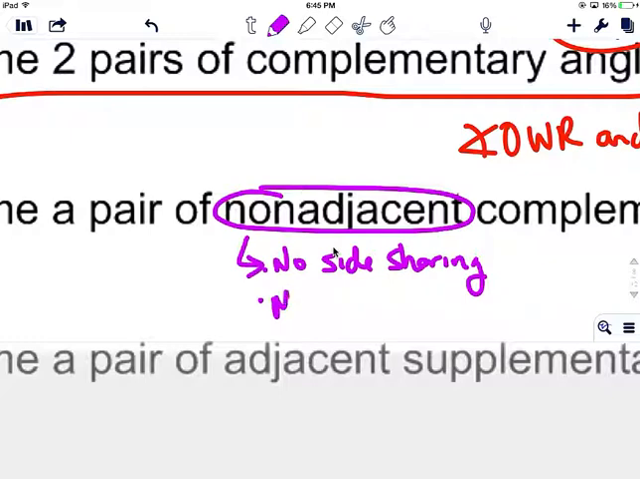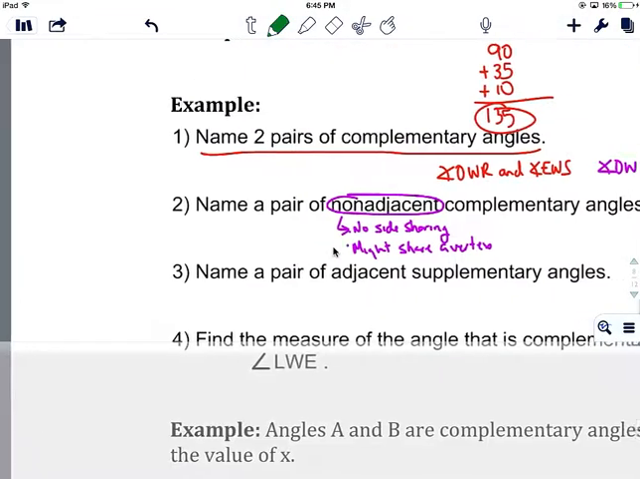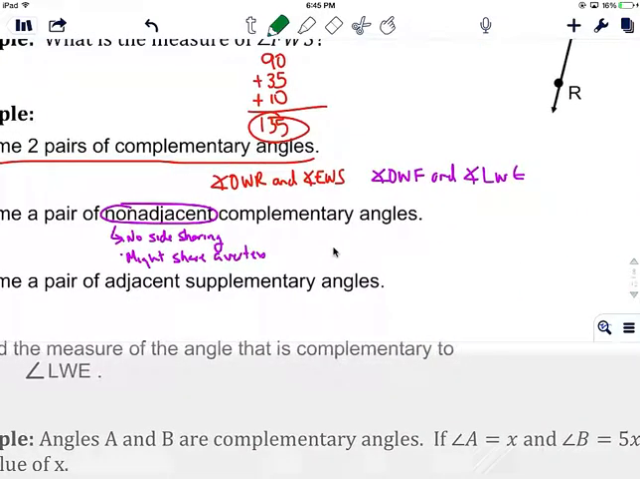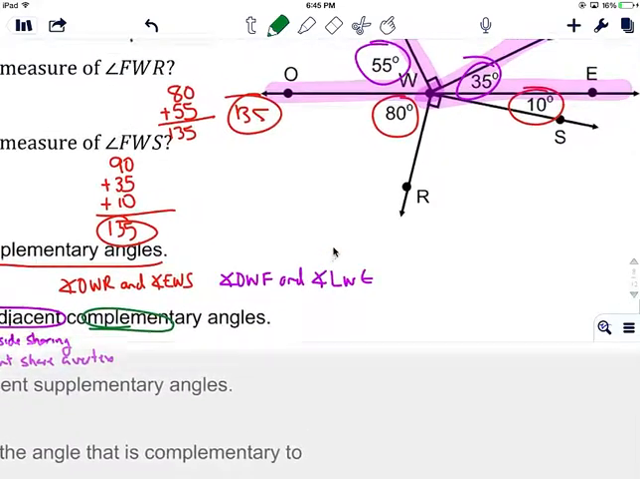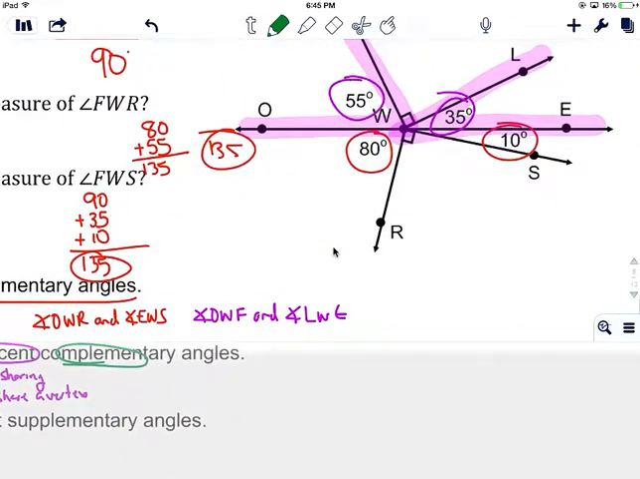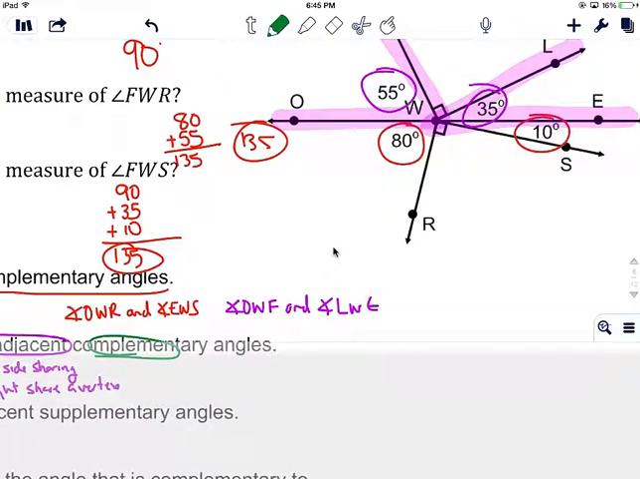They might share a vertex. Right? That's what non-adjacent means. All right. And they got to be complementary, so they got to add up to be 90. Well, both examples from the previous one work.